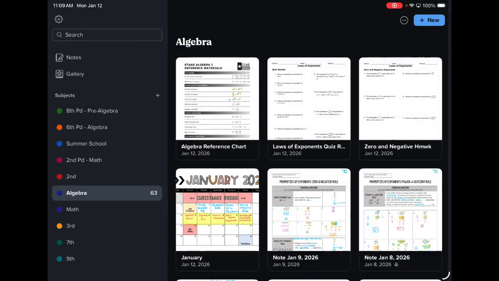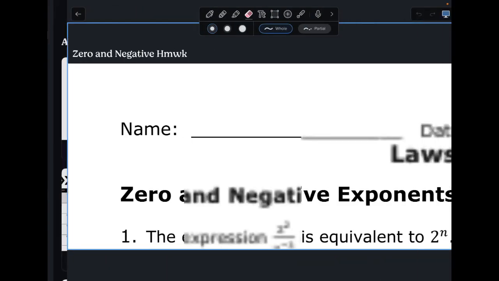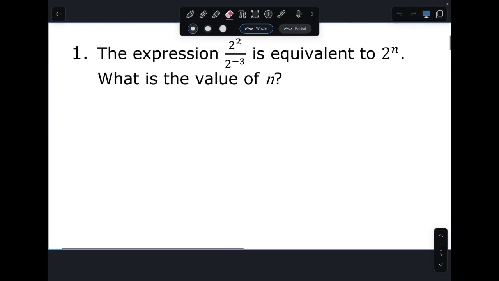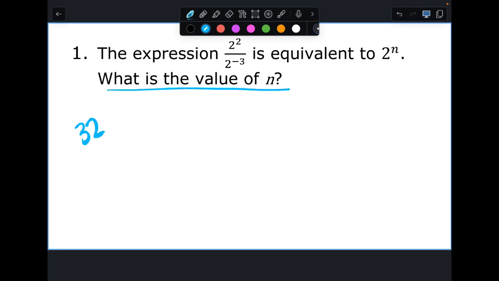Now, one other thing I wanted to address before going into the review. A lot of you got this wrong. I did not count it wrong because I did tell you to just work it out the way we did in the notes, but you got it wrong on number 1. A lot of you gave me the answer of 32. Even though it's not wrong, it's also not right because you didn't answer the question. The question is, what is the value of n? It says the expression is equivalent to 2 to the power of n. So if it's asking for n, it's asking for the final exponent. It's not asking you to put it into the calculator and simplify it all the way, okay?